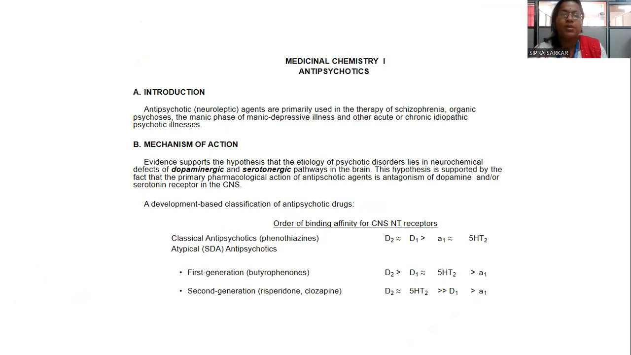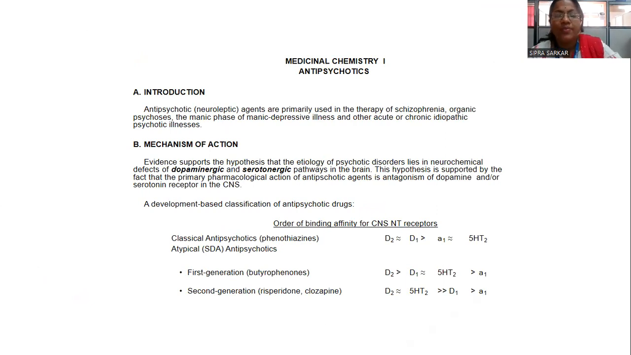Antipsychotic agents are primarily used in the therapy of schizophrenia, organic psychosis, and the manic phases of major depressive illness, and other acute, chronic, idiopathic or psychotic illness. Schizophrenia means the patient is hallucinating or thinking that something is happening around him. There are also mania or depression illnesses like this. So, mechanism of action. Why does this problem occur?